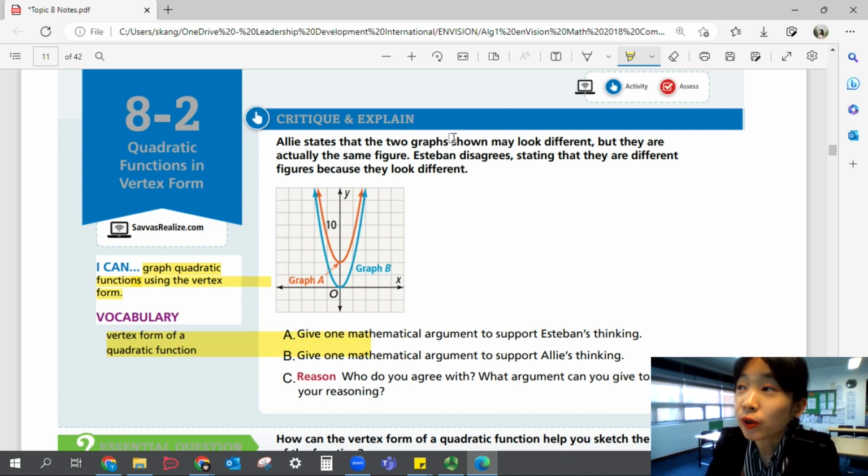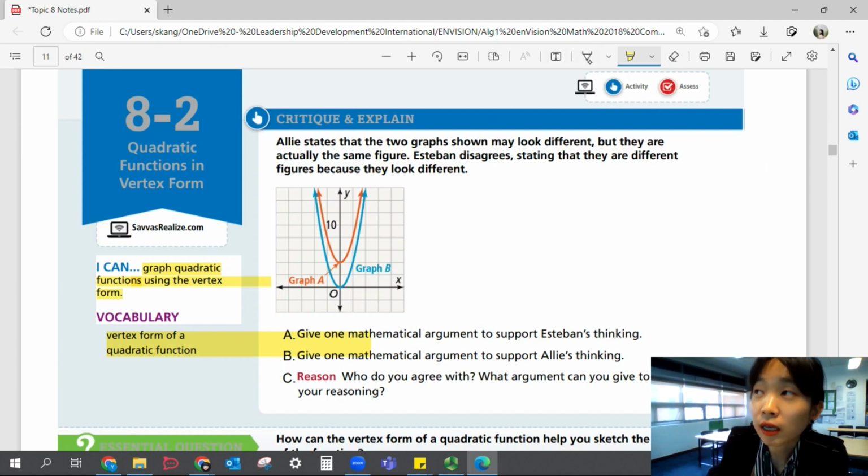Ali states that the two graphs shown may look different, but they are actually the same figure. Esteban disagrees, stating that they are different figures because they look different. So, part A, give one mathematical argument to support Esteban's thinking. So he says they look different, so they're different. Is it true? How can we back up his reasoning?